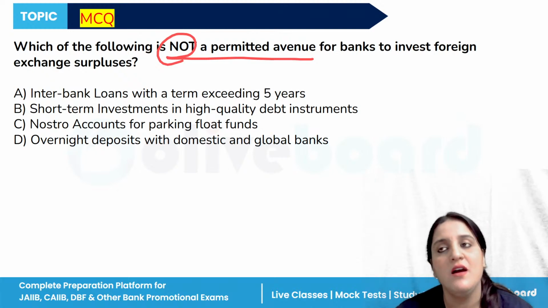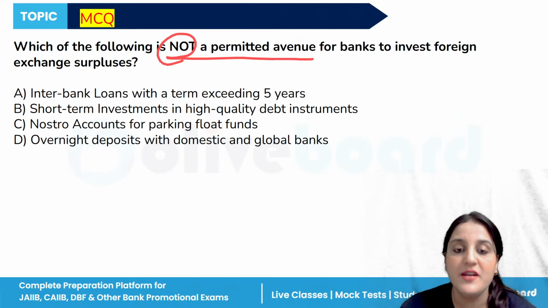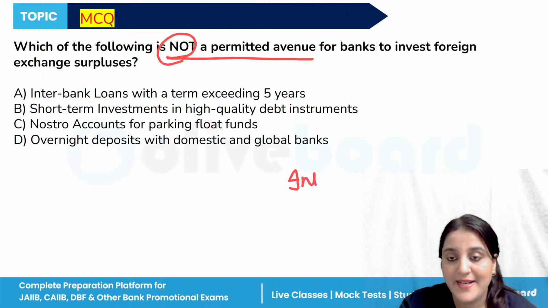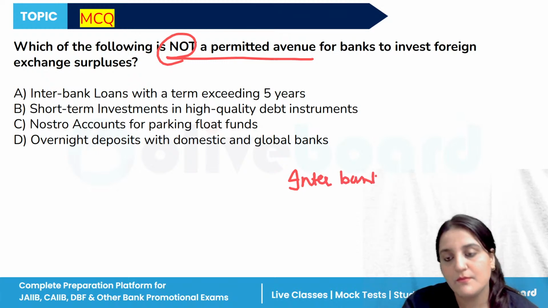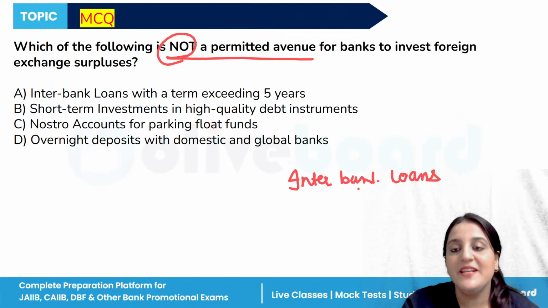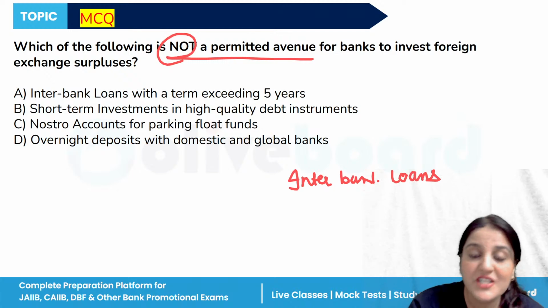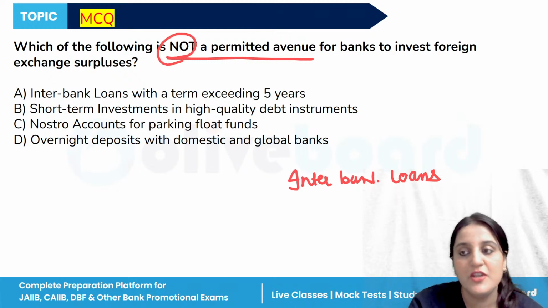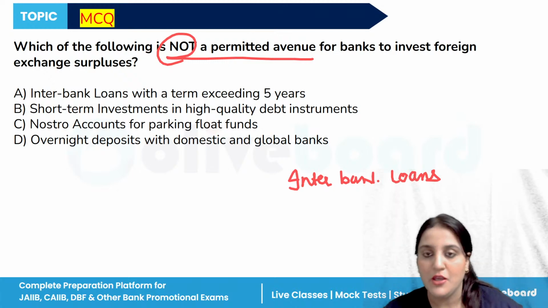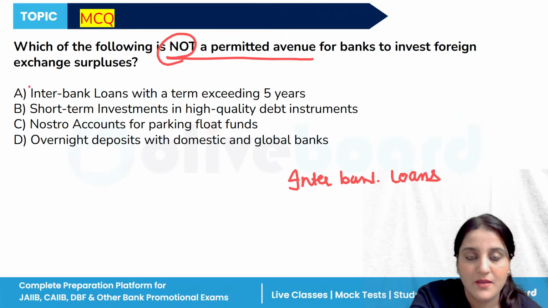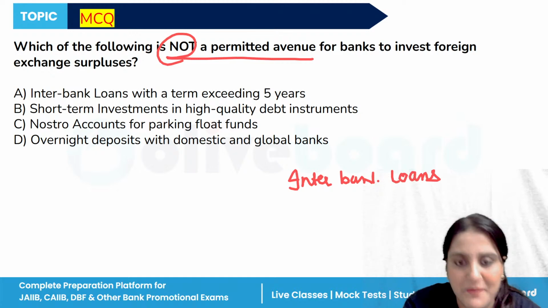But some of the avenues which are available to the treasury for investment of forex surpluses, first one is interbank loans, normally not exceeding 1 year term, but mostly in overnight deposits with the domestic and global banks. So basically this first option is incorrect. Means this is not permitted.